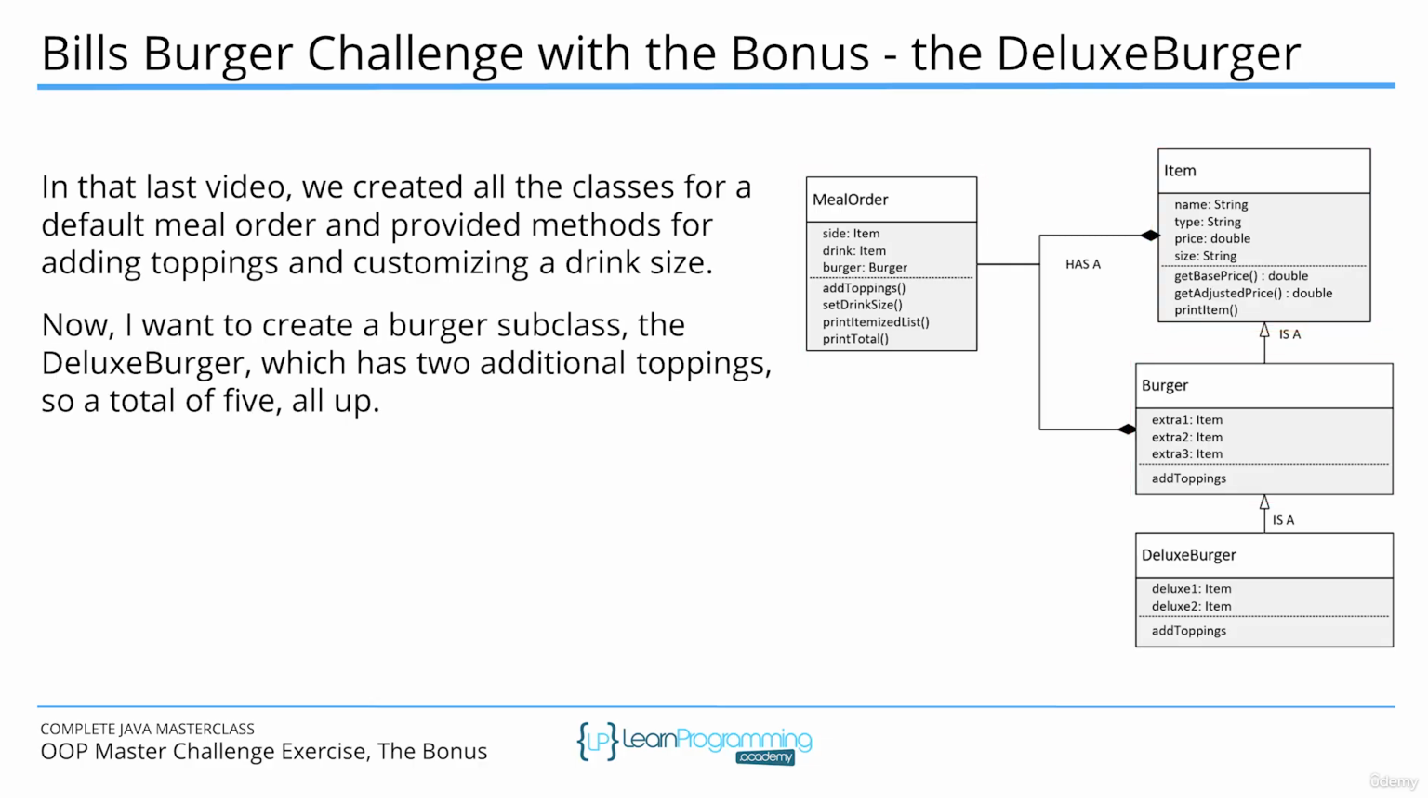Now, I want to create a burger subclass, the Deluxe Burger, which has 2 additional toppings, so a total of 5 all up. And one other little thing, this burger, when it's part of a meal, has a single set price, meaning that the drink, the side item, and the toppings have no additional charges.